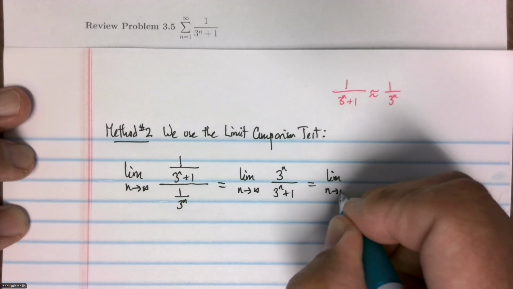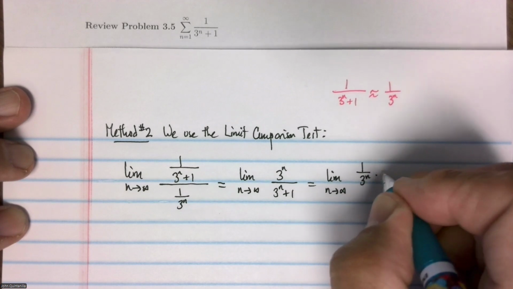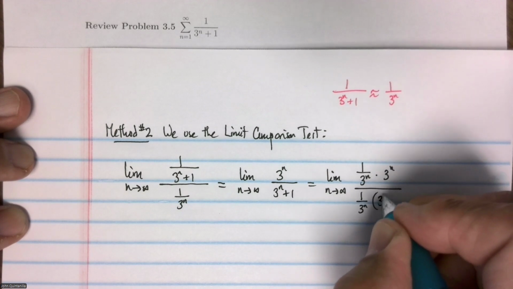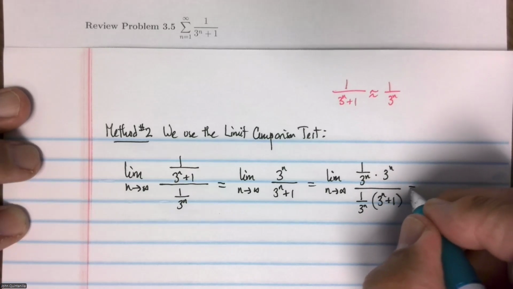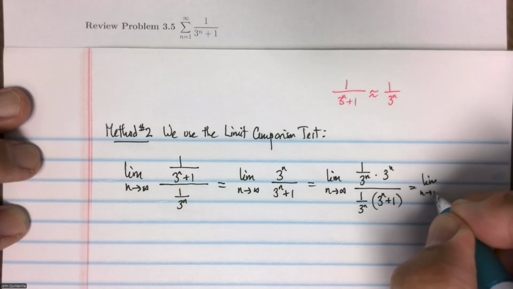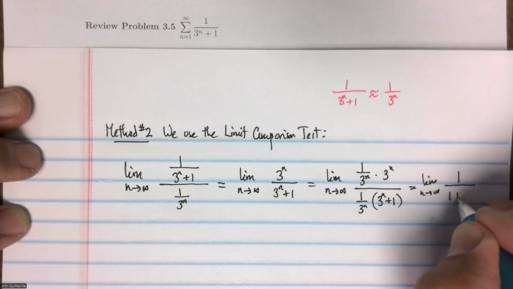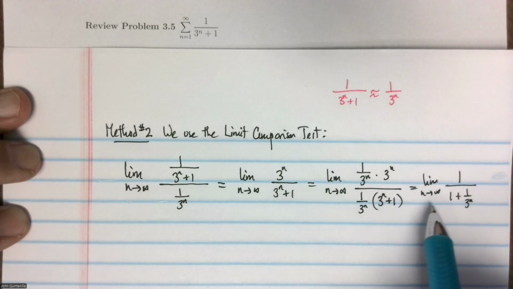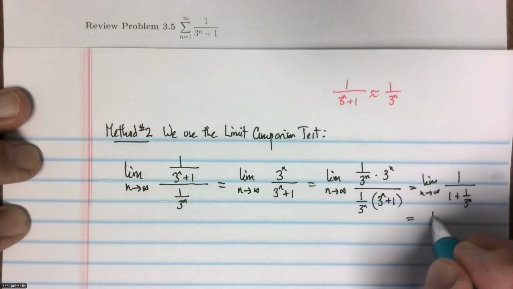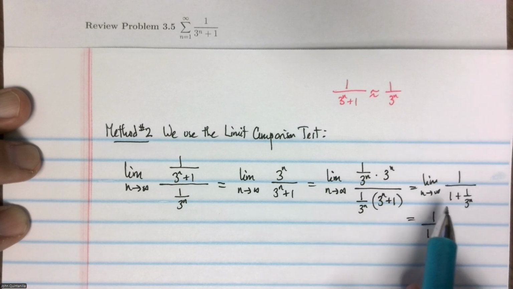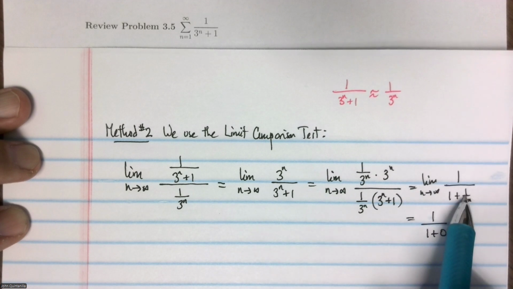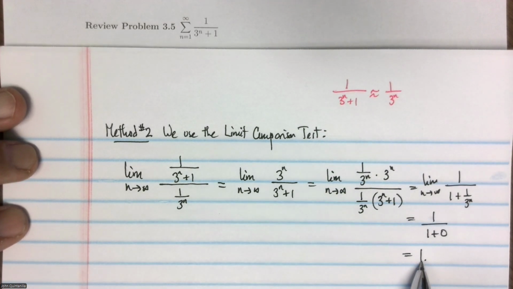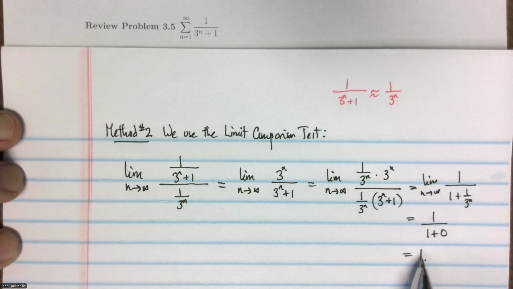All right, so limit as n goes to infinity. Let's multiply top and bottom by 1 over 3 to the n. And so that gives the limit as n goes to infinity of 1 over 1 plus 1 over 3 to the n. Okay, now what happens to this? This is going to be equal to 1 over 1 plus 0, because this part goes to 0 as n goes to infinity, and so that's equal to 1. The important thing is that it's a positive number that's less than infinity.